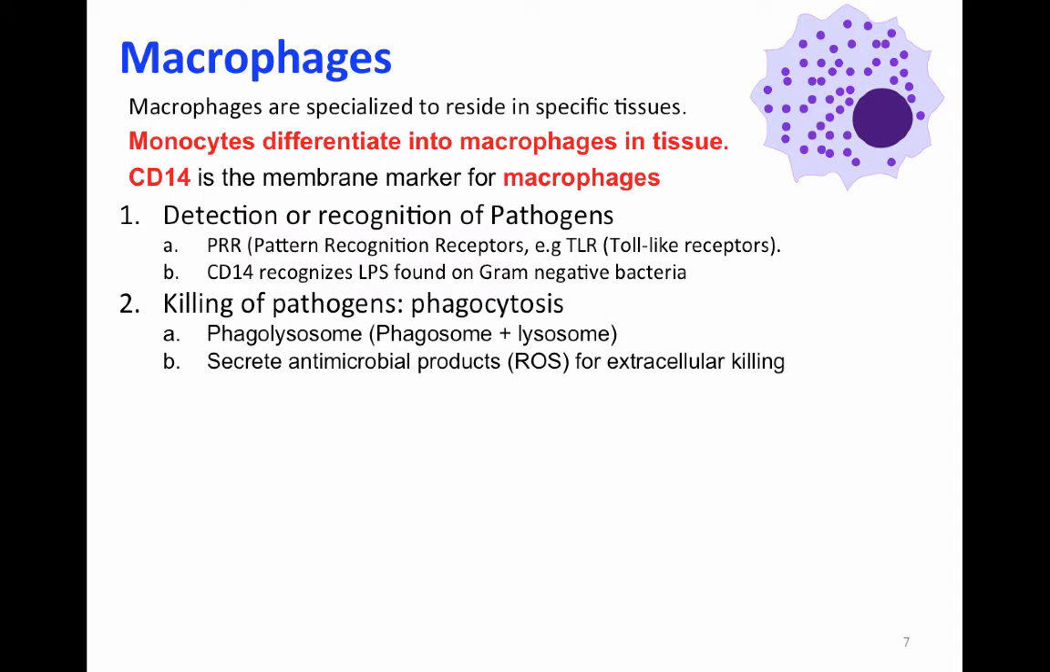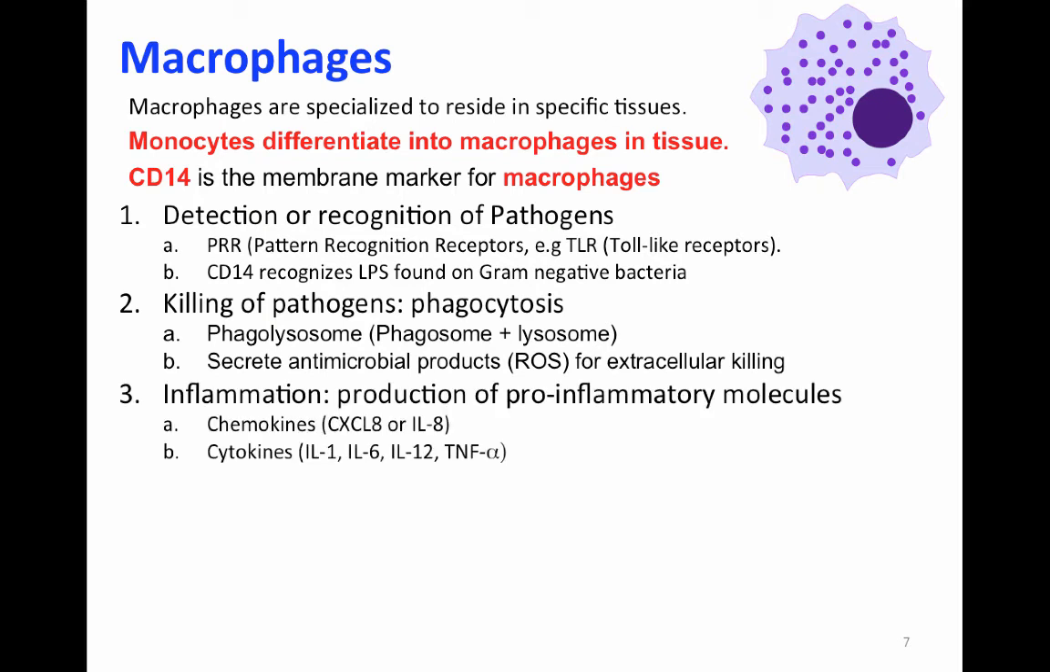Phagocytosis is involved in the killing of pathogens. Macrophages use the phagolysosome, which is a fusion of a phagosome and a lysosome, and they secrete antimicrobial products such as reactive oxygen species, or ROS, for extracellular killing.